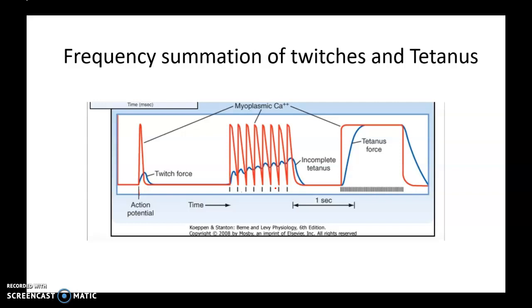Eventually, the contractions will lead to fused tetany. That means the whole muscle cannot contract any further. It has reached its maximum contraction. So this graph is showing us how much calcium is floating around in the sarcoplasm, leading to muscle contraction. Okay.